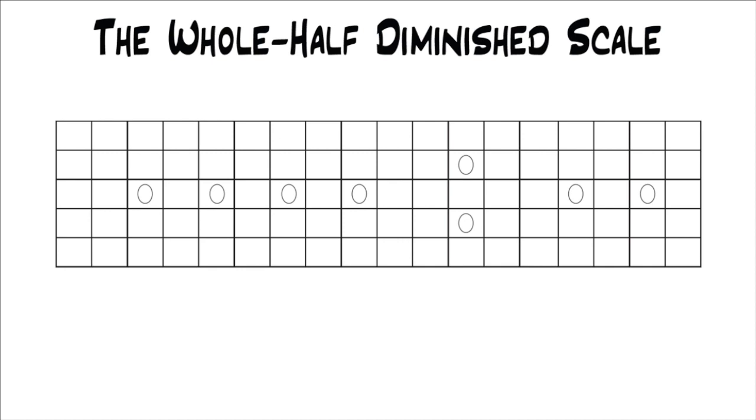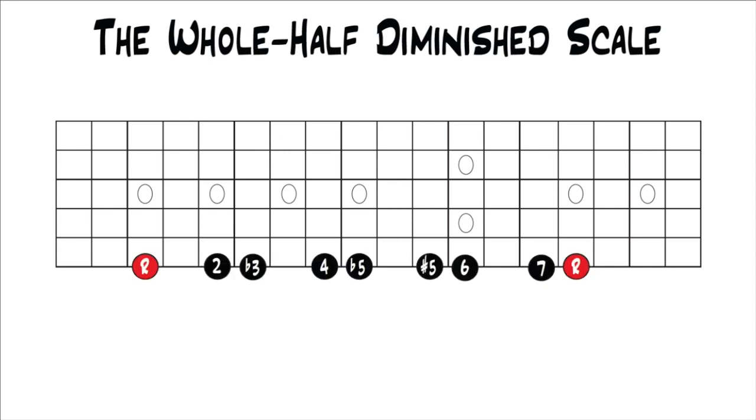So the whole half diminished scale is built root, 2, flat 3, 4, flat 5, sharp 5, 6, 7. So maybe you can notice right away that this is unique already because this doesn't have 7 notes like the other scales we looked at. We looked at pentatonics, which had 5, and the blues, which actually has 6, but that's different. It's really based on the pentatonic scale. This scale has 8 notes, so it's very unique from the other scales that have 7 notes.